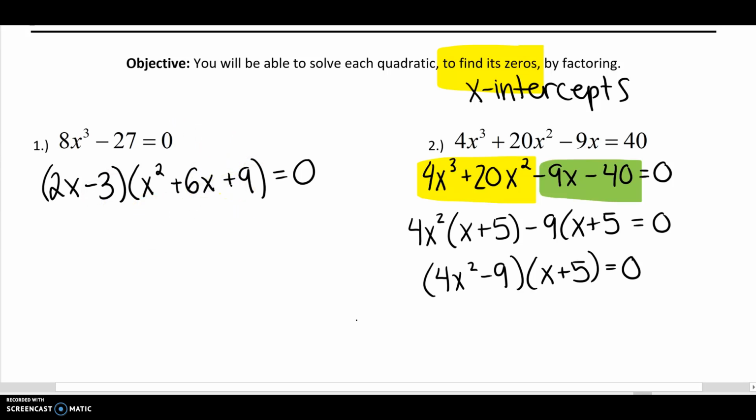The second one, I threw you for a little loop here. I'm curious to see if any of you picked up on this, but you actually would need to move the 40 over to the left first to put it in standard form before you can factor. So I subtracted 40 from both sides and got it set equal to 0. Then I was able to factor by grouping. So I factored this group, pulled out the greatest common factor, then separately factored this group, pulled out the greatest common factor, and then I rewrote them here.